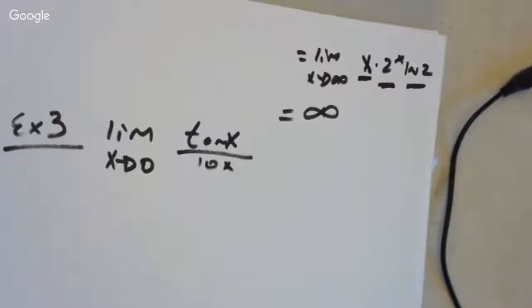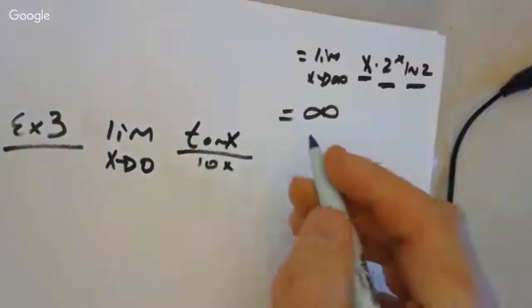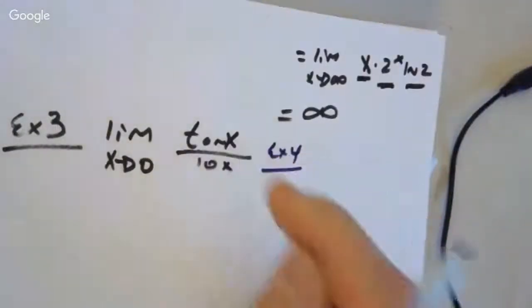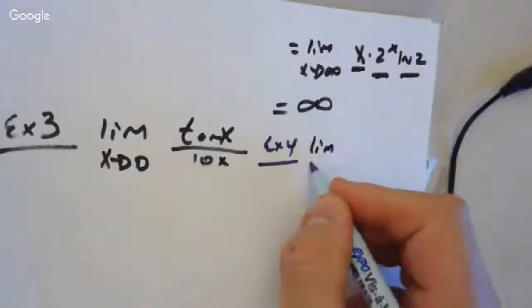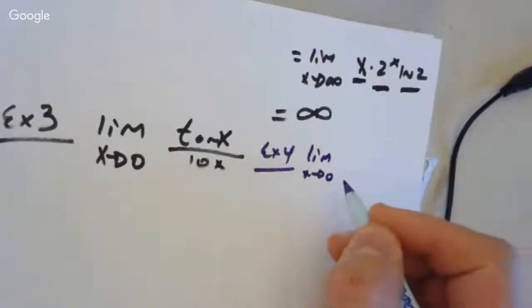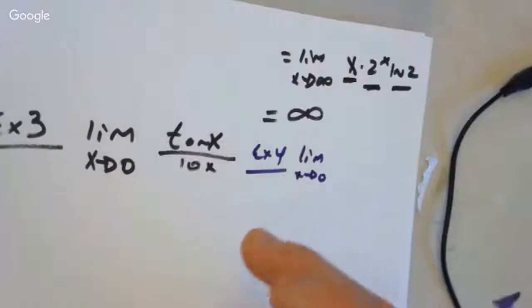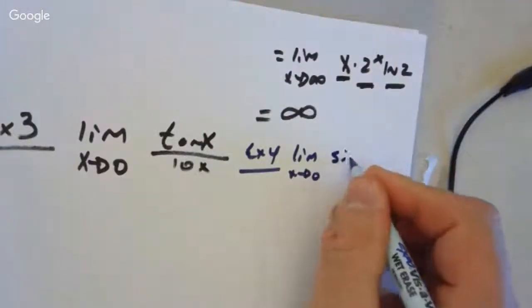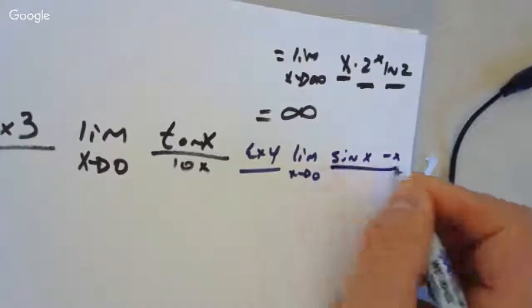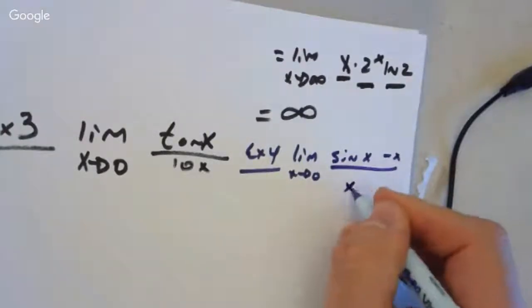Actually, let's give you 2 to work on. Let's go for one more. Example 4. What else can we come up with? Yes, the limit as x goes to 0 of sine x minus x over x squared.